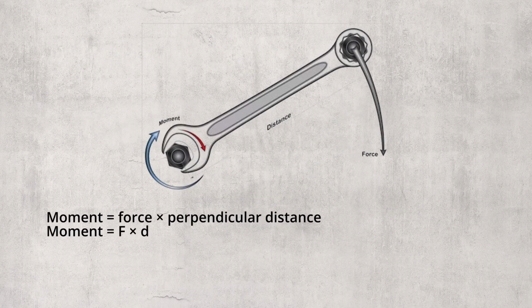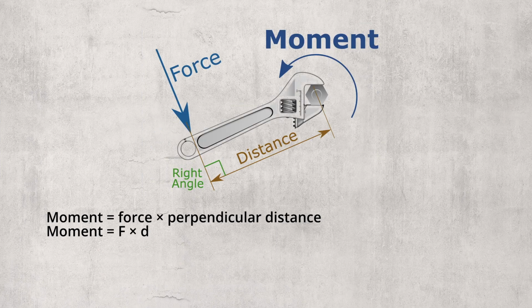The moment of a force is the product of the force multiplied by the perpendicular distance from the line of action of the force to the pivot or the fulcrum. In easier terms, the moment is the force which is applied perpendicular at 90 degrees to the action multiplied by the distance at which it works. The formula to calculate moment is equal to force times perpendicular distance. Moment is equal to F times D.